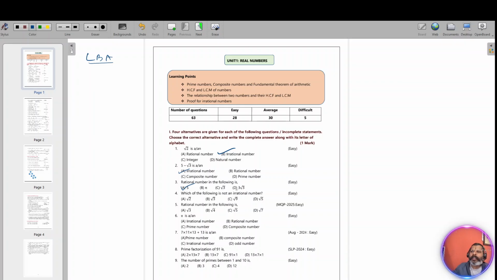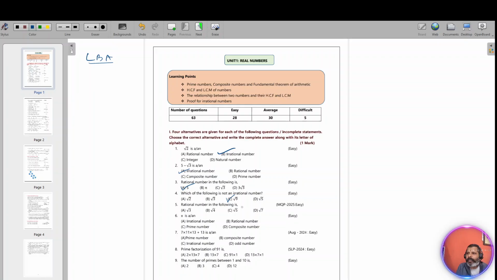Which of the following is not an irrational number? Please observe the question properly. Sometimes they say which among them is the rational, which is the irrational, which is not irrational. So you read the keywords properly. Not irrational number means you have to find the rational number. Root 2 is irrational, root 3 is irrational, root 9 is 3, right? That's a rational number. So root 9 is not an irrational number.